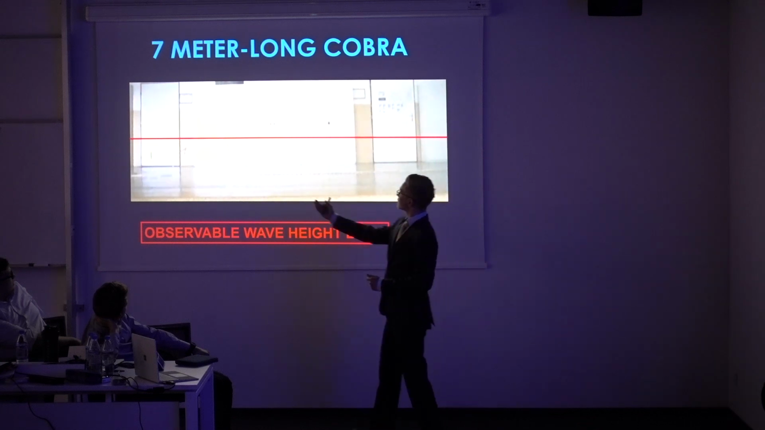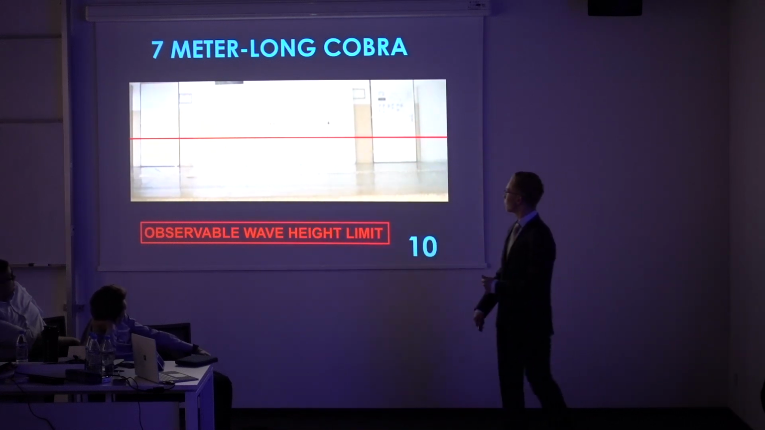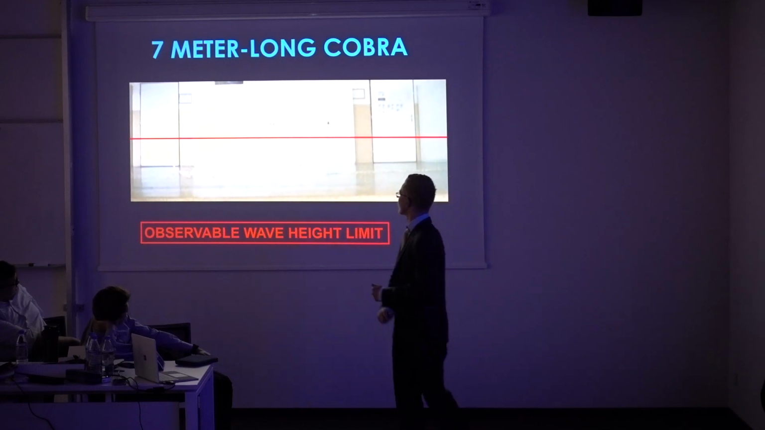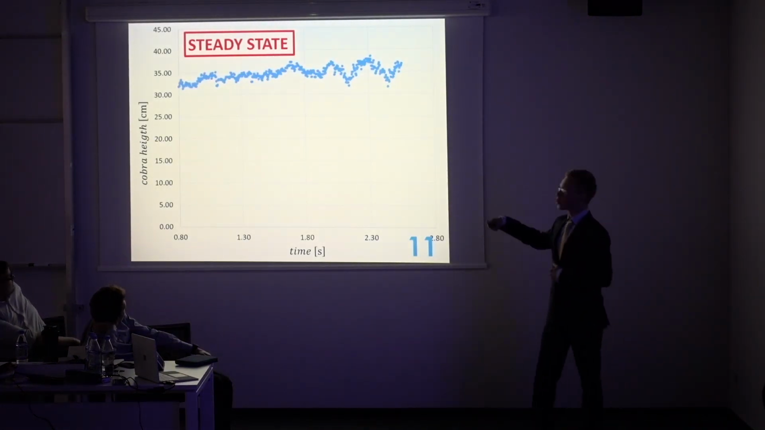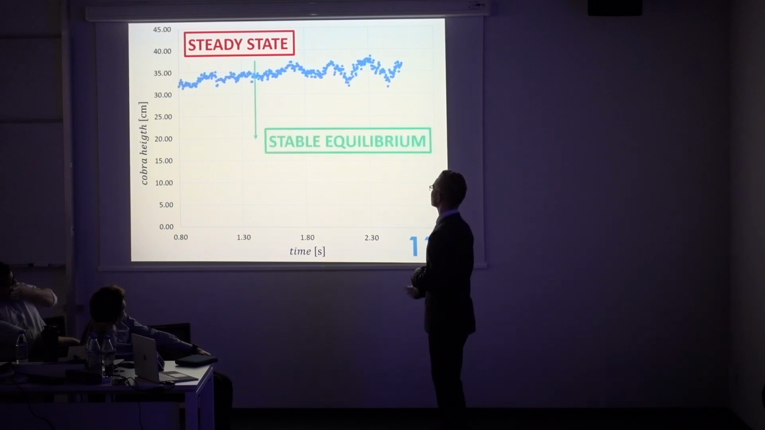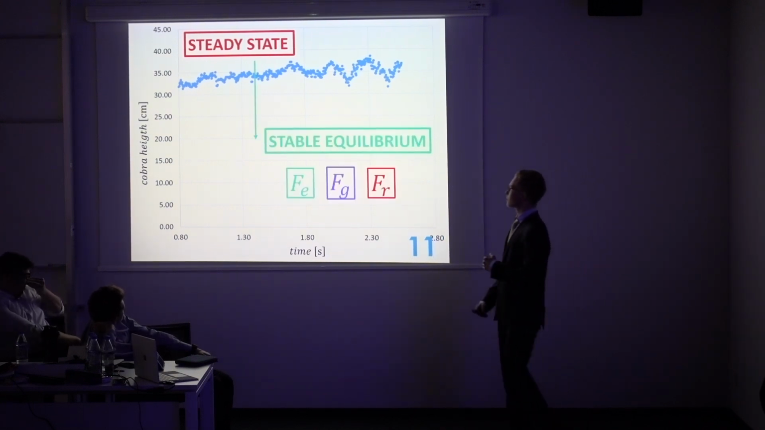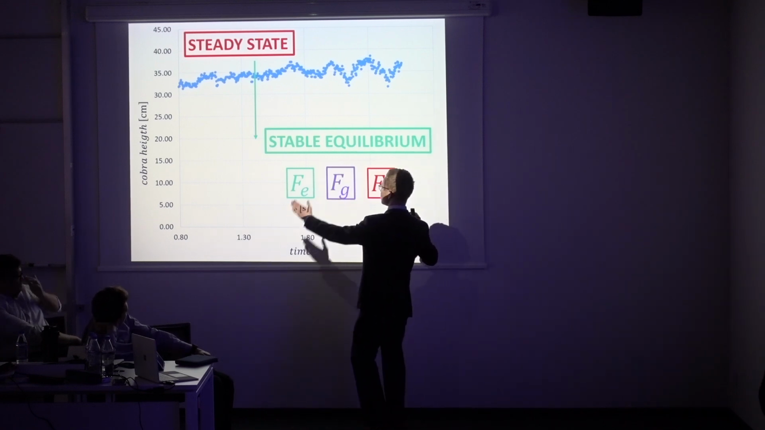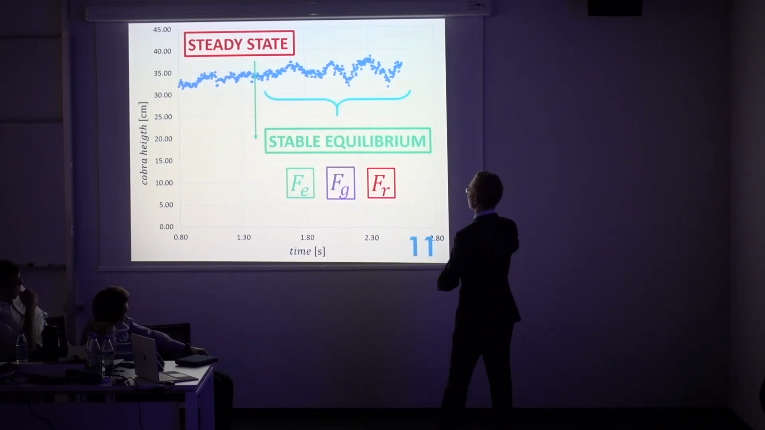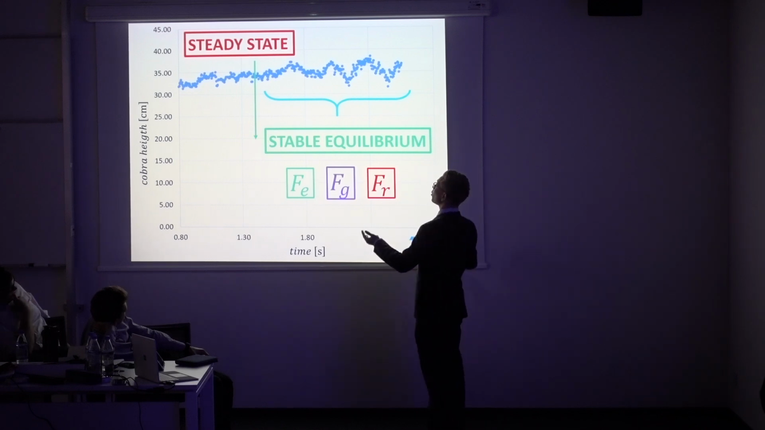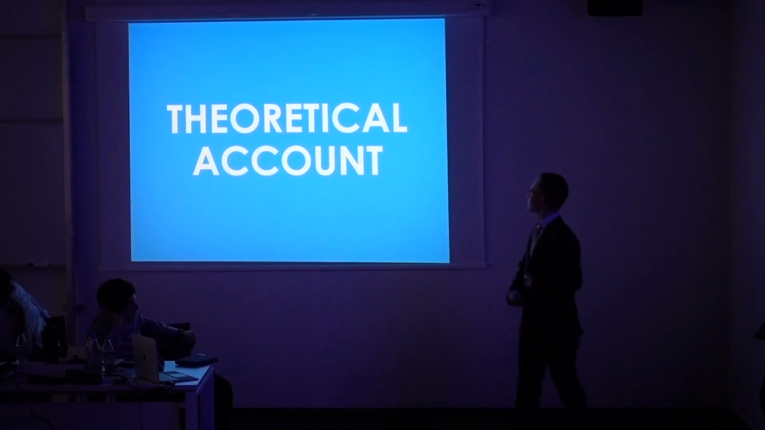As the cobra rises, in this measurement of a 7-meter long cobra, we can see that there is an observable height limit. In the steady state, the height of the cobra may look something like this, and we can see this from the stable equilibrium of the forces we have shown before. There is also sometimes an oscillatory movement, which is the result of the dynamical equilibrium of these forces.